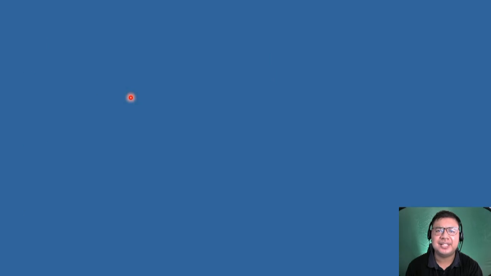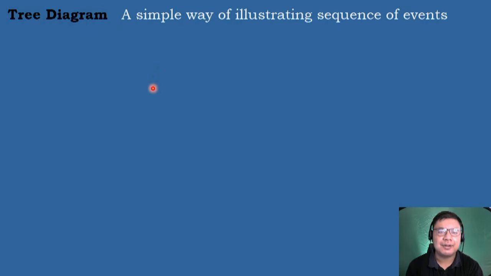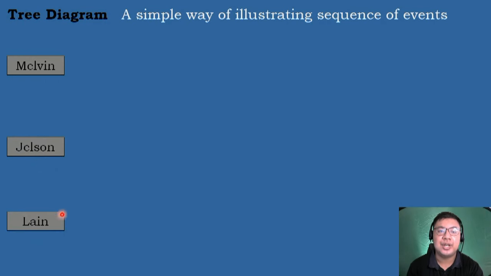Another method in finding the number of possible seating arrangements is by using a tree diagram. A tree diagram is a simple way of illustrating a sequence of events. The first step to construct a tree diagram is to first write the 3 elements of the given set. So the first element will be Melvin, followed by Gelson, and then Lain. After that, we will draw a line here, and then we can write either Gelson or Lain here.